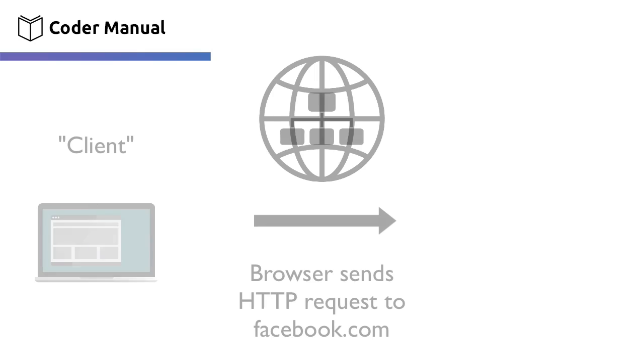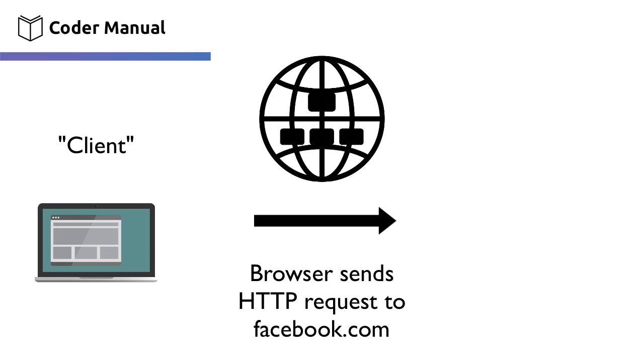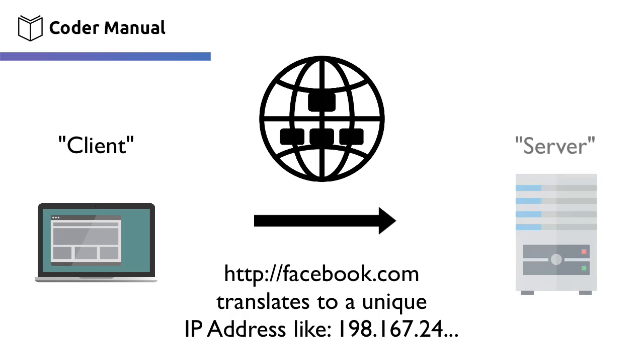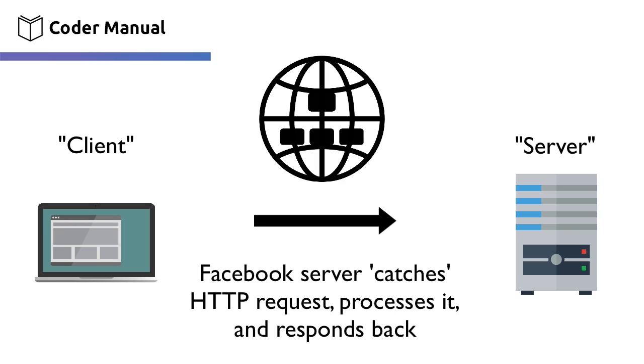So that request gets sent out into the internet, and it looks for another computer at that particular address that you requested. For example, facebook.com is just a domain name, and it actually translates into some kind of numerical address. So when you want to go to facebook.com, the computer sends the HTTP request out to find a computer somewhere out in the world that has a particular unique address. And that's what we call an IP address. Once it finds that computer, it catches that request and processes it, and then sends back an HTTP response.